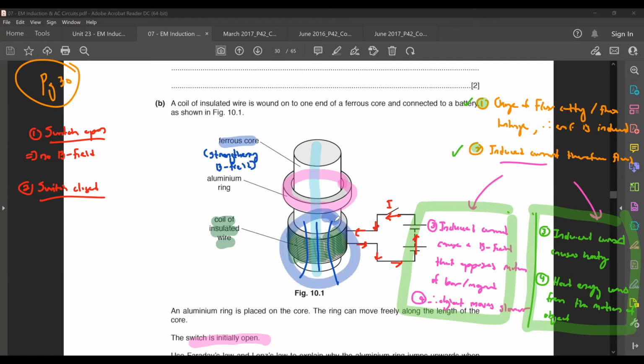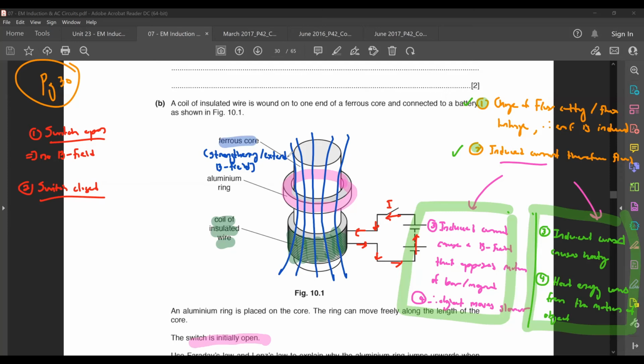If you don't have the ferrous core, the magnetic field produced by the solenoid will probably be just around here. But because of the presence of the ferrous core, it will strengthen the magnetic field. It will actually help to lengthen your magnetic field all the way to the edge here like this. So that's the purpose of your ferrous core here: it is meant to strengthen or extend the magnetic field.